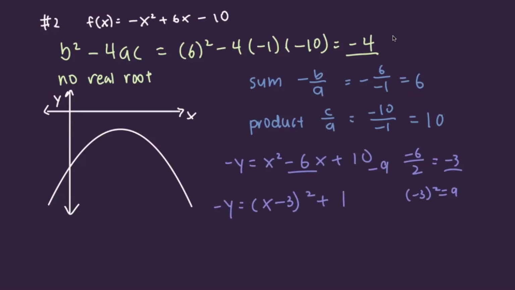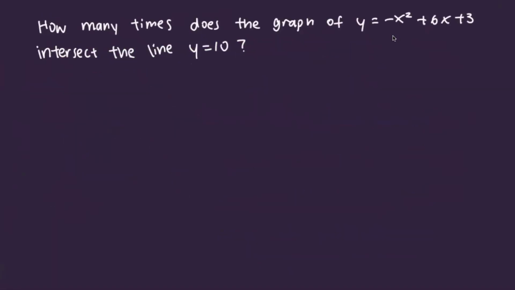Now we need to multiply both sides by negative 1 again so that we can make our y value positive. So y is equal to negative (x - 3) squared minus 1. So as you can see here, our vertex is at (3, -1). So this is our vertex, (3, -1). So let's take a look at this problem.